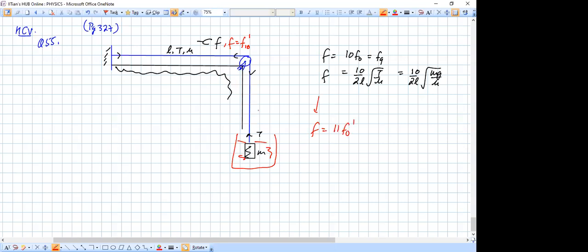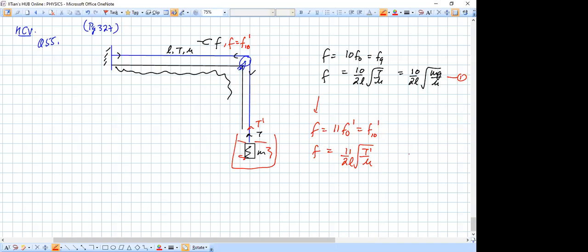because your tension has changed. Now your tension has become T prime, or it has become F10, but of the new system. So it is 11 by 2L, but square root of T prime by mu, and that is the same frequency as this one.